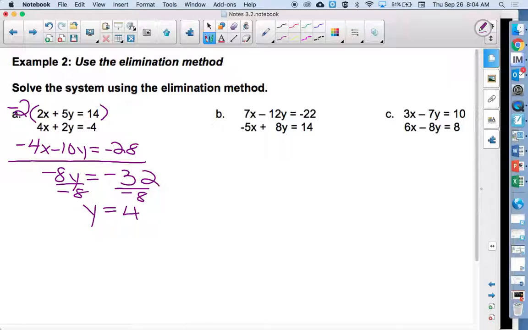So after you find y, go back into one of the original problems. Don't use the new problem that you multiplied by. So either one of the original problems and plug that value in. I usually use the first one, but if you want to use the one that has the smaller numbers in it, totally up to you. But you need to take the answer and plug it back in because we have to find the other variable. So you take the answer that you have, plug it back into either equation.